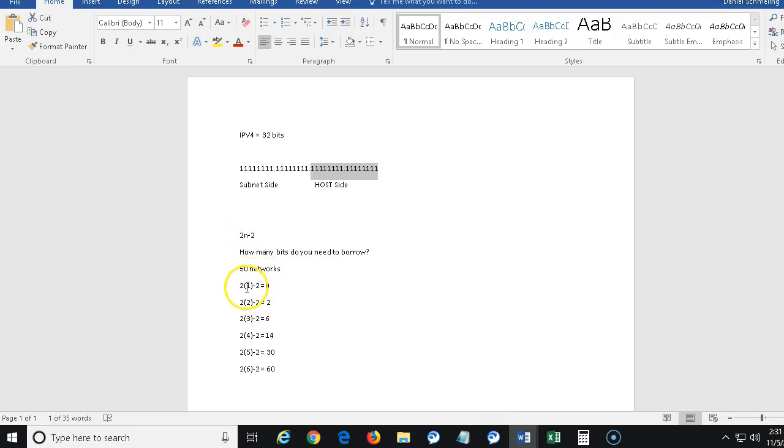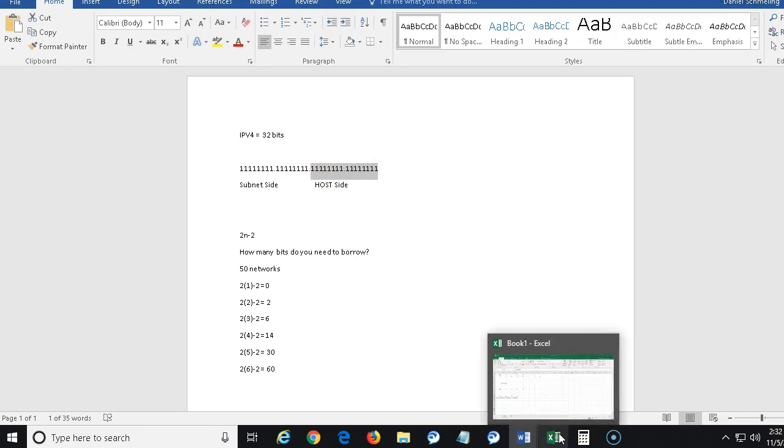If we use this formula, 2 to the 1 minus 2 equals 0. 2 to the 2 minus 2 equals 2. We keep going until the number in parentheses gets us at least 50. Here you see 2 to the 6 minus 2 equals 62. So we know that we have to borrow 6 bits from here. What does that mean? What do you mean you have to borrow 6 bits?